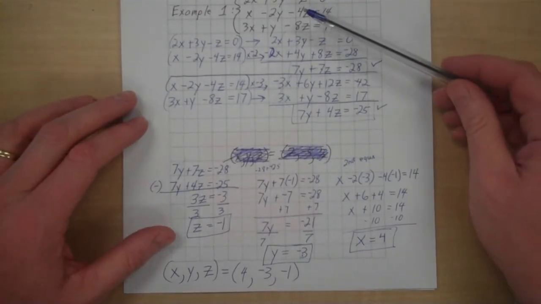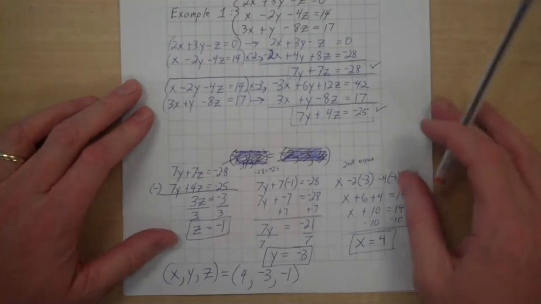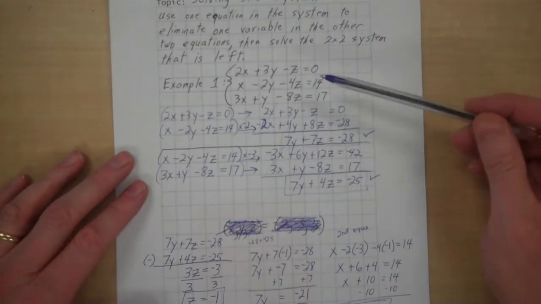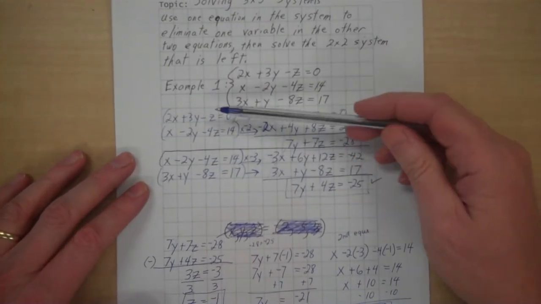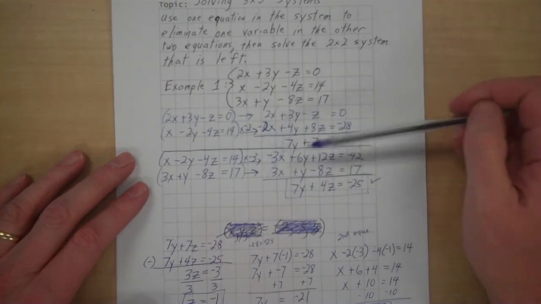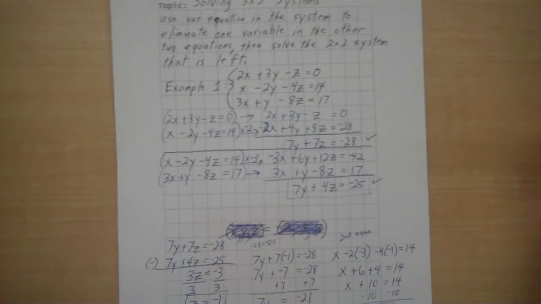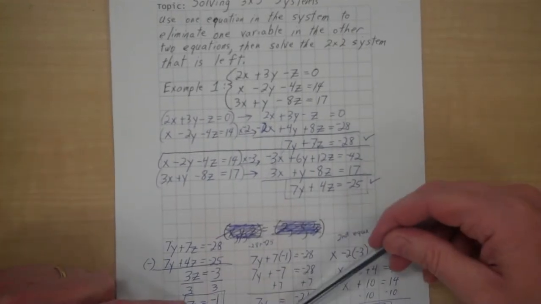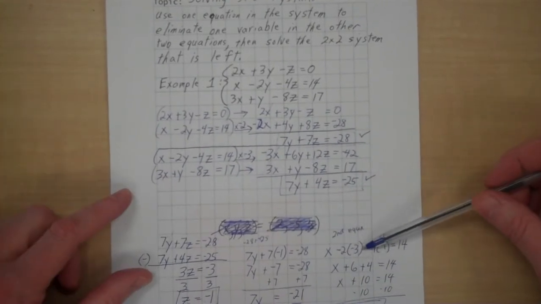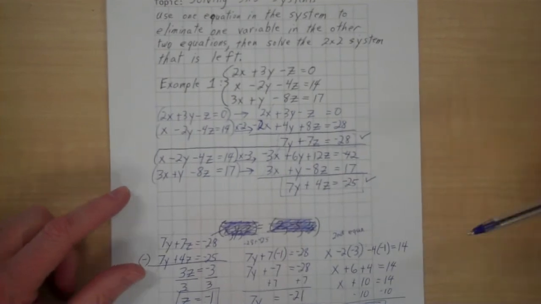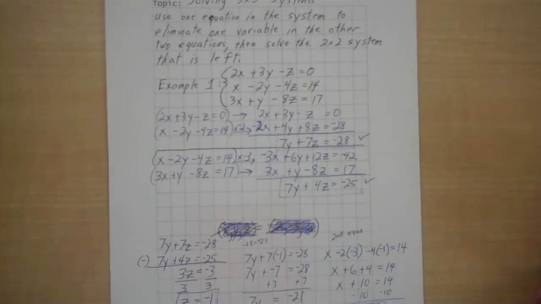Do keep in mind what I did: I used one of the equations to eliminate one of the variables and get a new 2 by 2 system. Solve the 2 by 2 system, you get 2 of the variables, use those values and put them in one of the original equations and get the third variable. That was what was done.